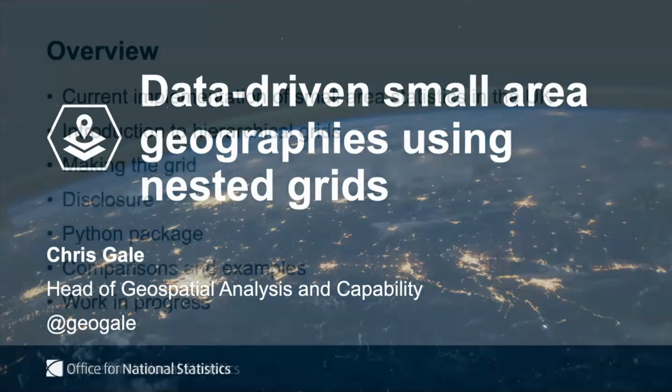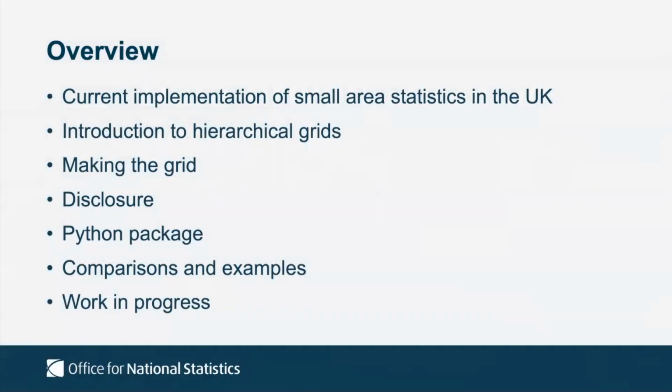Okay, so this is a brief overview of the talk. I'm just going to give a bit of background just so people are up to speed. I'm assuming quite a few people on the call will be aware of the small area geographies that we have in the UK, but I'll give a quick refresher. Then a little introduction to the hierarchical grids, nested grids. I use those terms interchangeably. I don't know if that's right or not, but that's what I do. Then making the actual grid itself, some disclosure elements of it, the actual Python package that has been created, some comparisons, examples of what this output can do, and then some of the bits we're still working on.